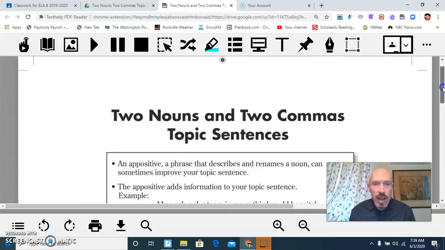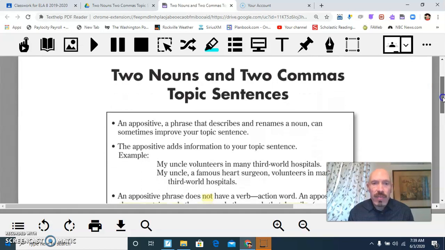So looking at our explanation here, an appositive is a phrase that describes or renames a noun. Now the thing is, that phrase would be about the noun that it's following. The two commas in the strategy name refer to the fact that this noun or phrase that explains another noun comes after it, and the two commas separate it from the rest of the sentence. So this strategy is named after the actual structure of its use.